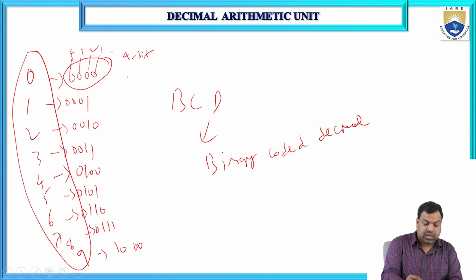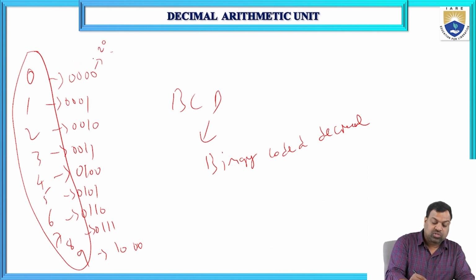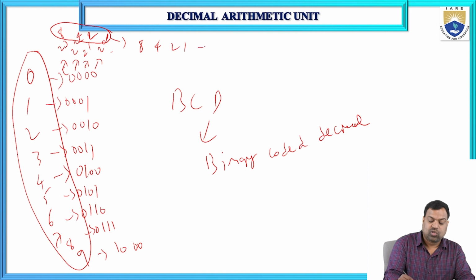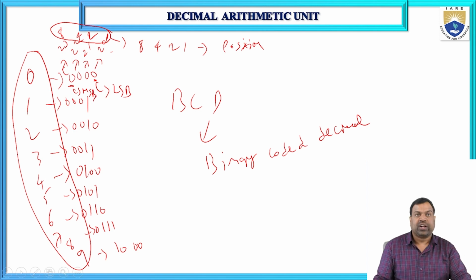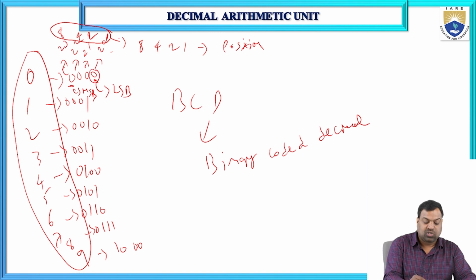Here we can observe the 2 power 0 position, 2 power 1 position, 2 square position, and 2 cube position. So 2 cube equals 8, 2 square equals 4, 2 power 1 equals 2, and 2 power 0 equals 1. It is called the 8421 position. Going from right to left, it is the LSB on the right and the MSB on the left, most significant bit and least significant bit: 0 0 0 0. The last 0 is 2 power 0, then 2 power 1, 2 square, and 2 cube, which equals 8.